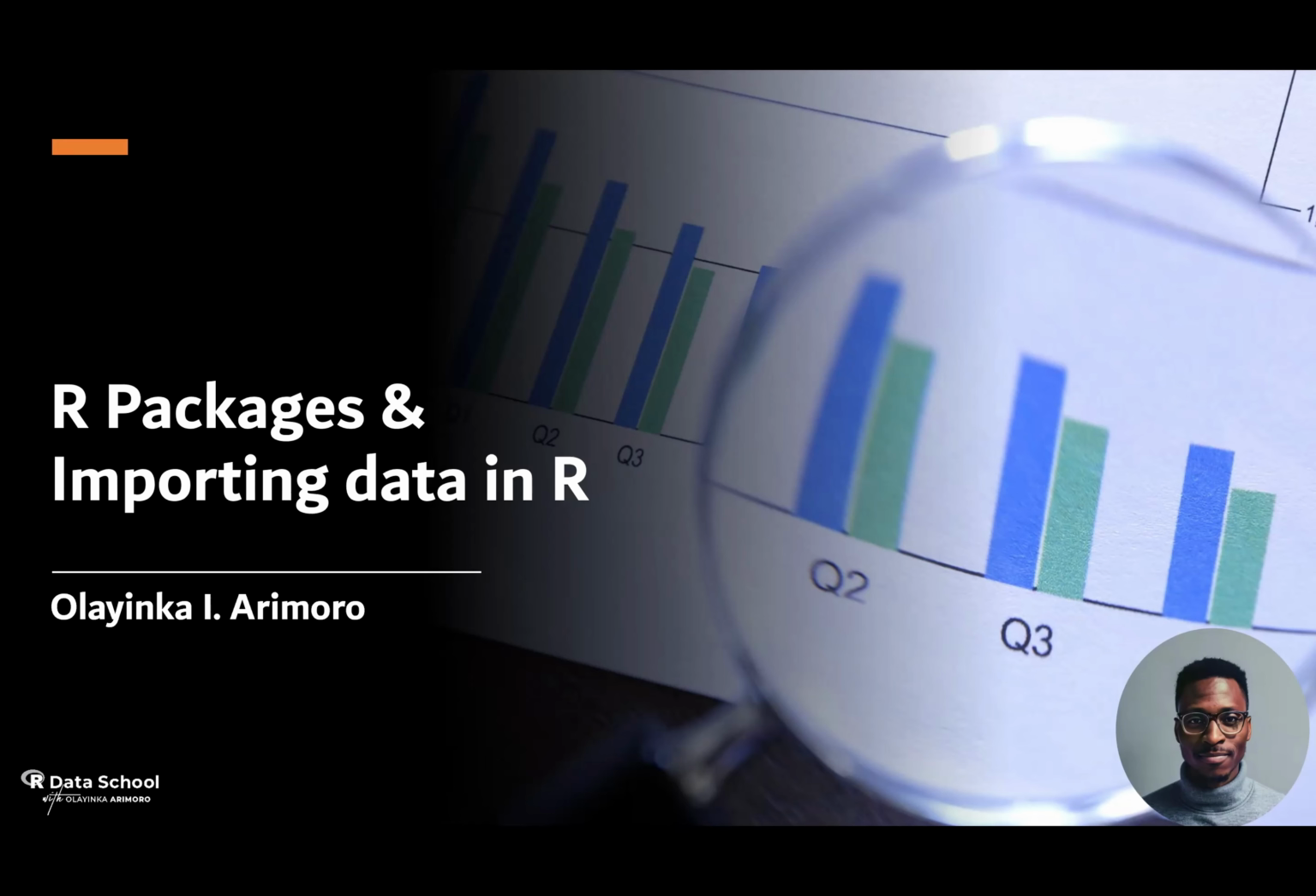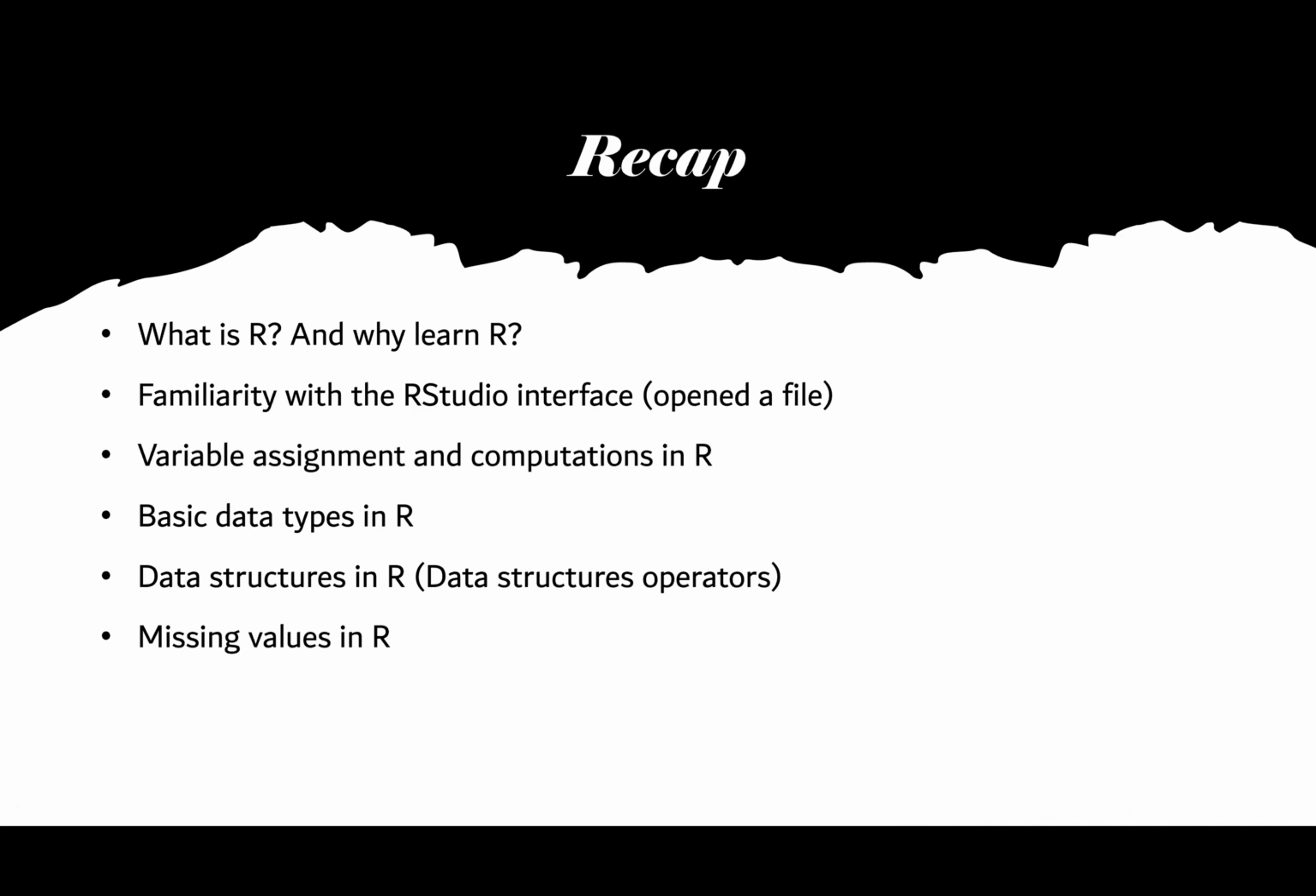In the first two videos of this three-part series, we have looked at what R is and why we want to learn R, and some basic things about data types and variable assignments. In the last video, we looked at data structures in R, like vectors, matrices, data frames, and lists, and wrapped up by discussing missing values in R.